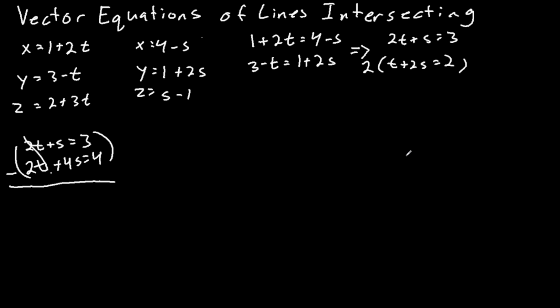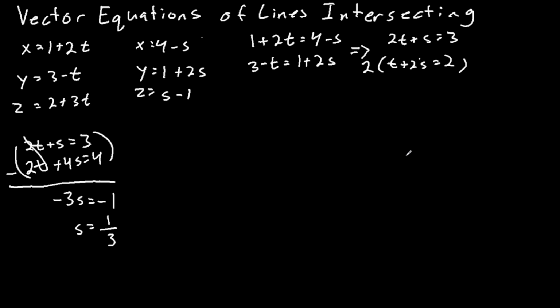And once we subtract, these two cancel. s minus 4s is equal to negative 3s, and 3 minus 4 is equal to negative 1. So s is equal to 1 over 3. What just happened? s equal to 1 over 3.